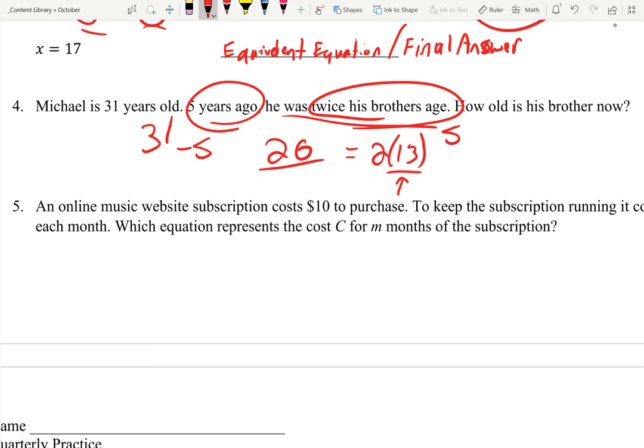So 5 years ago, his brother, this is not our final answer, by the way, I'm just pointing this out, his brother was 13.